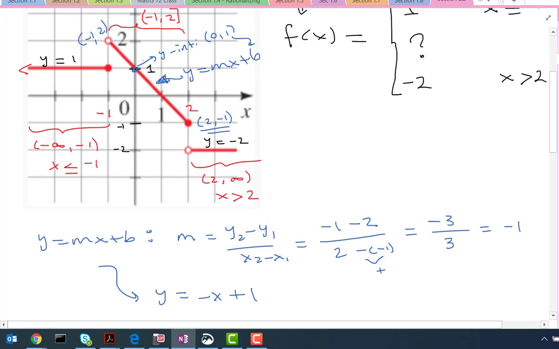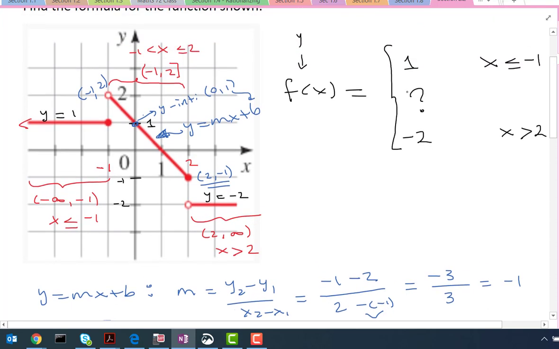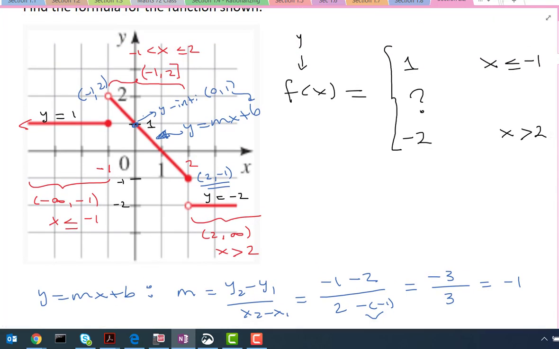So now that I have the equation of that middle part, then I can go back to my question mark and get rid of the question mark and say that is the line when y equals negative x plus 1. And this happens when x is between negative 1 and 2. And remember, we wrote our interval here, so not including negative 1, but yes, including 2. So I'm going to put the equals there. And so that will be the function.